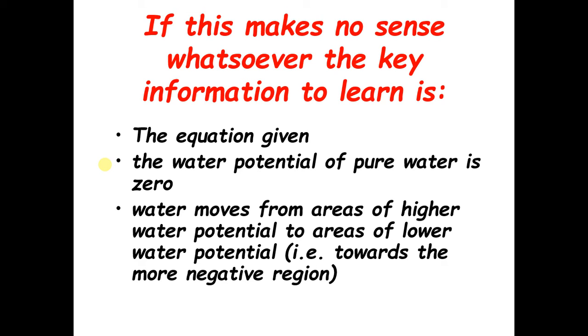Water potential is equal to solute potential plus pressure potential. The water potential of pure water is zero. Water moves from areas of higher water potential, meaning less negative, to areas of lower water potential, meaning more negative. This is the key information. This is the stuff you have to know. All right, so pause on here for a second just to make sure.